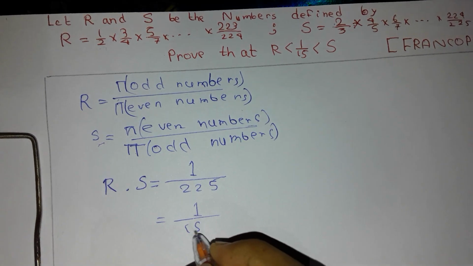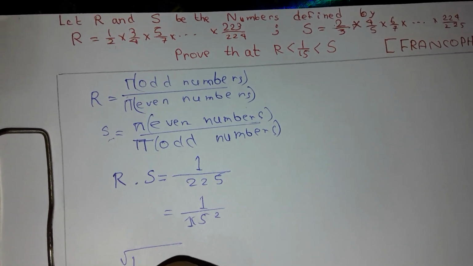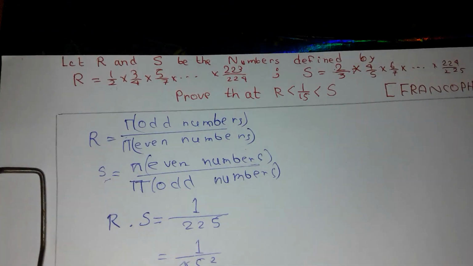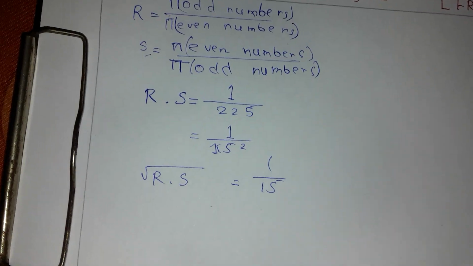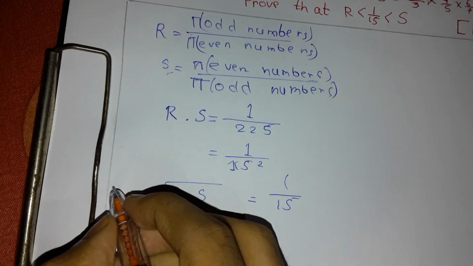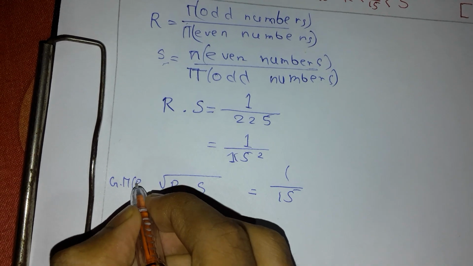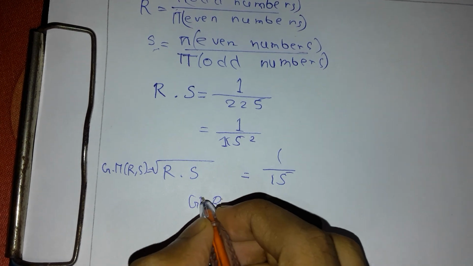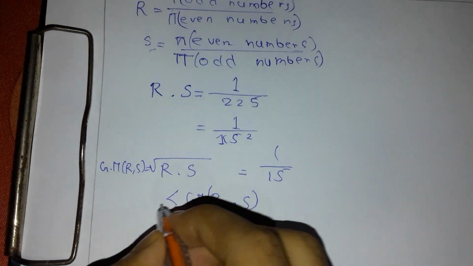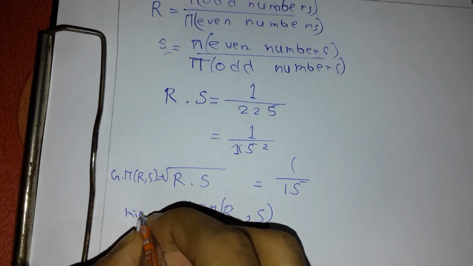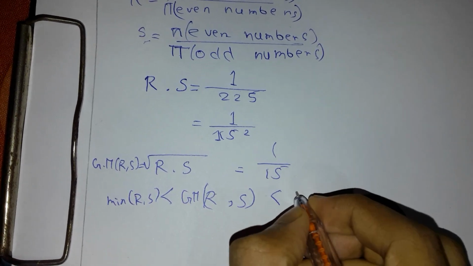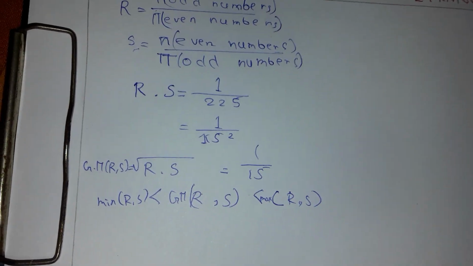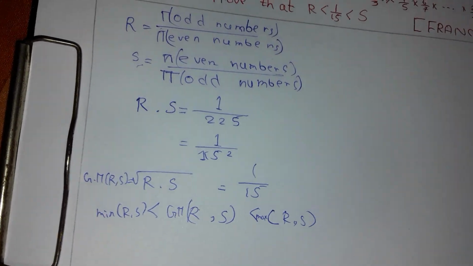Now this is 1 by 15 squared, right? So I can say the square root of R times S is 1 by 15. I will take only the positive value because in the question we have the positive value. Now you can see this is the GM of R and S. You know that the GM of R and S is greater than the minimum of R and S, and less than the maximum value of R and S. So we need to find the minimum and the maximum between R and S.